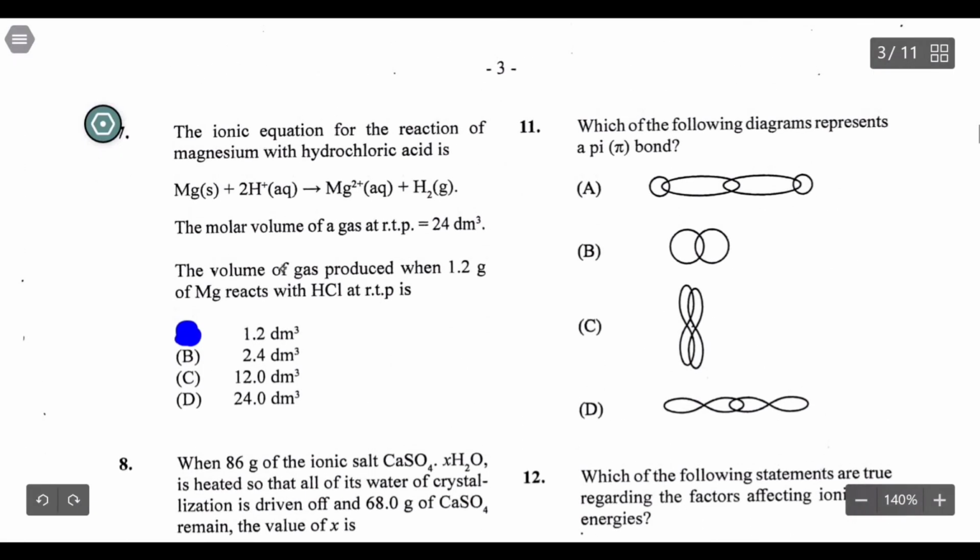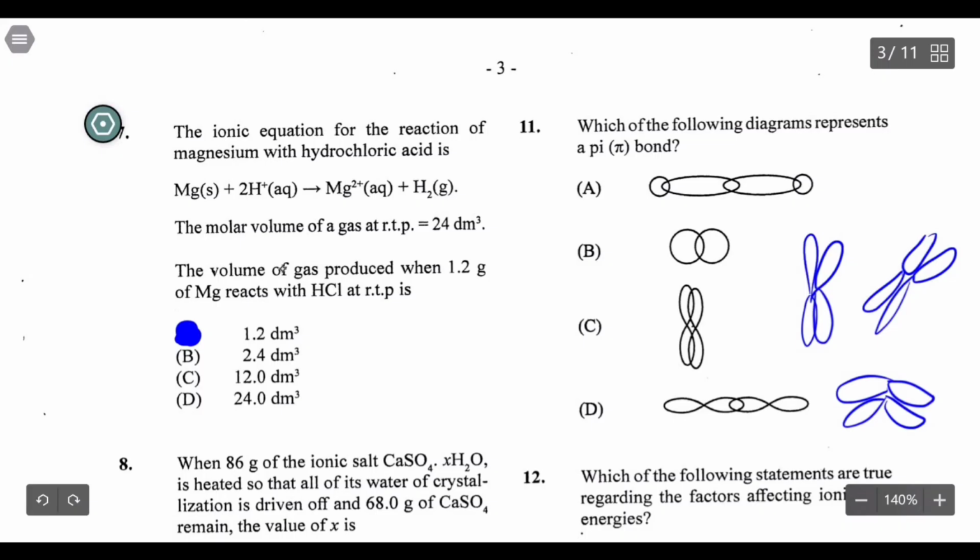Number 11. Which of the following represents a pi bond? A pi bond is when two p orbitals overlap laterally, or side by side, if you want to say it like that. So, like this, or could be horizontally, like this, or like this. Whichever way. But here, 11 is C.